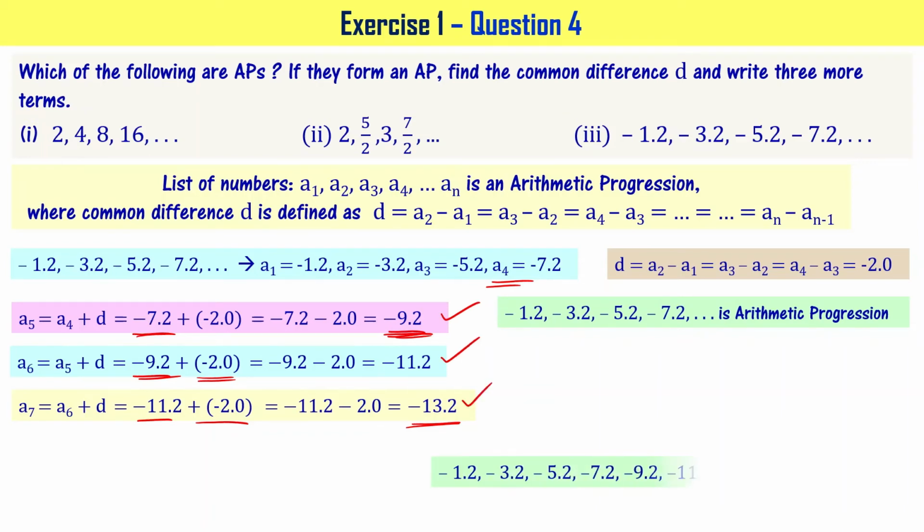Let's write the list. That is minus 1.2, minus 3.2, minus 5.2, minus 7.2, minus 9.2, minus 11.2, and minus 13.2. Got it?